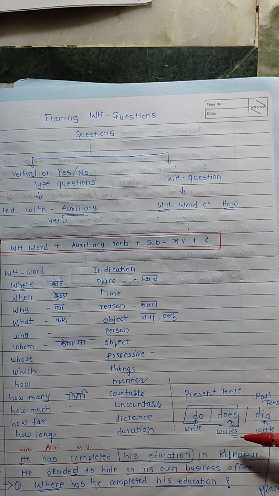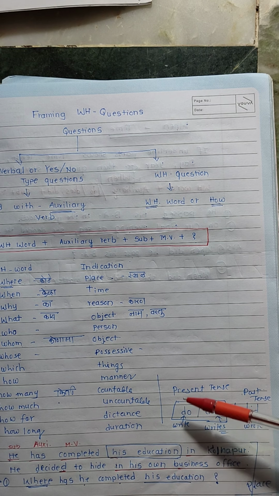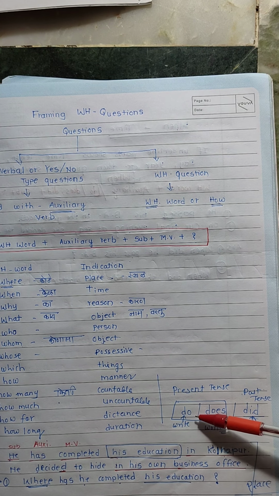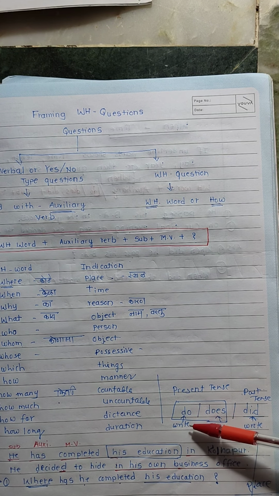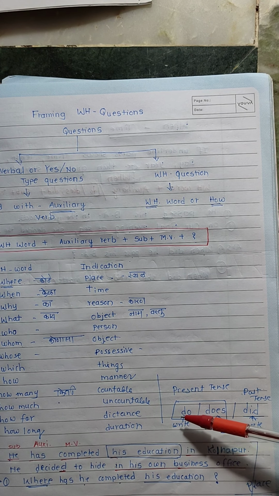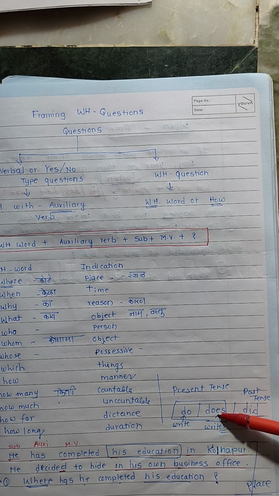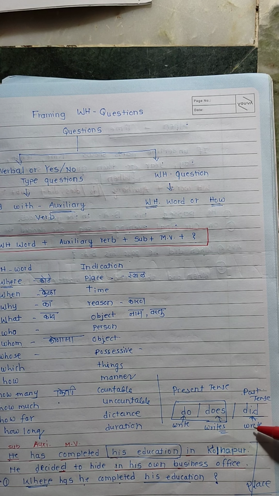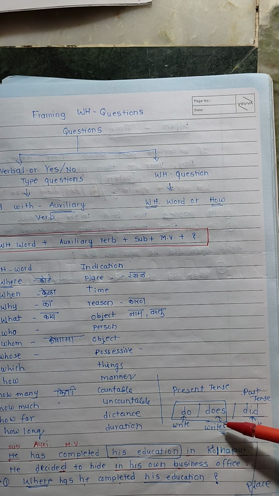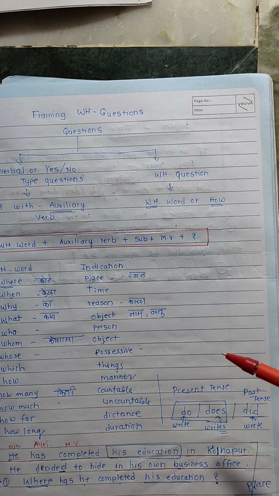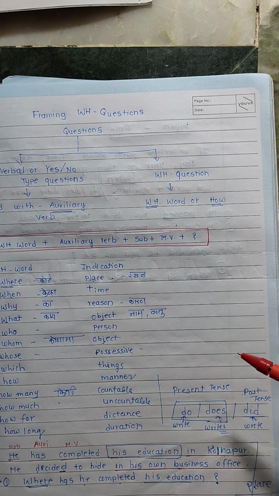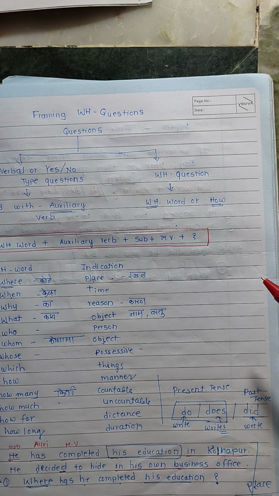In that particular part you will also see that if there is no auxiliary verb, we use the forms of do: do, does, did. If there is a singular verb, we use do. If es is added, then does. And if it is the second form, the past form, then we use did. So that is the way you saw in the last video about framing WH questions.